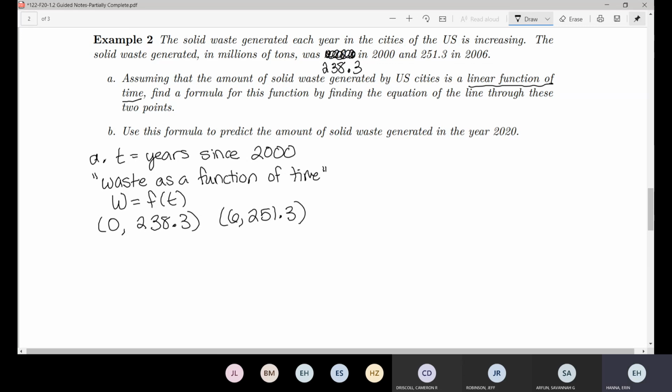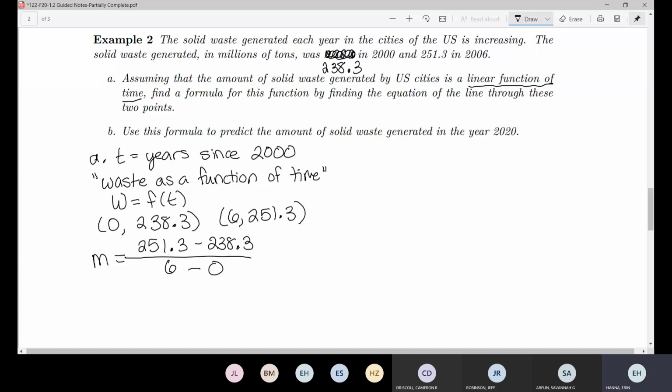So at this point, I can start writing the equation of a line, because I needed to figure out what my 2 points were first and which order they went in. So now I can go about finding the equation of the line. My first step is always find the slope. Personal preference, I always like putting the larger y value first. So I would do 251.3 minus 238.3 divided by, but if I do the 251 first, the 6 must come first: 6 minus 0.